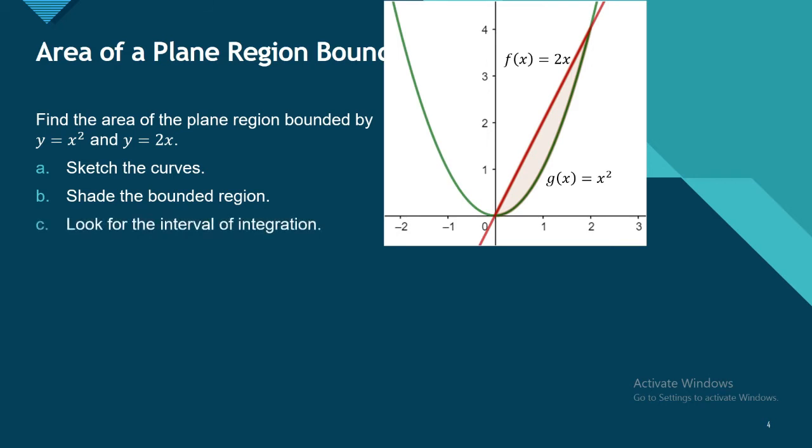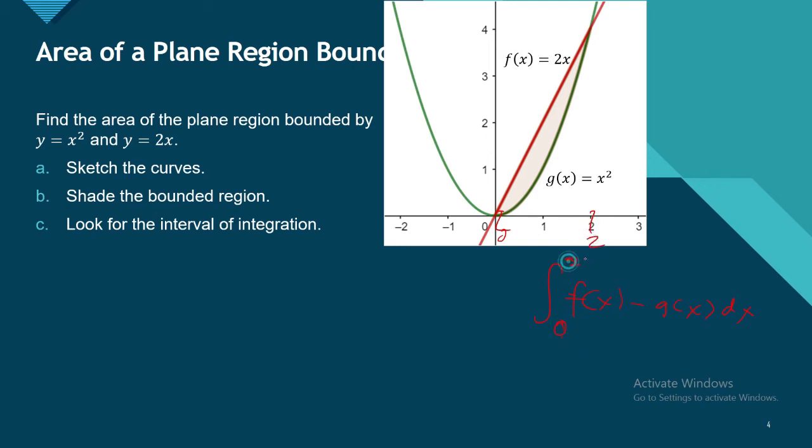Now, it's easy to set up the integration. It's just the integral of f of x minus g of x dx. But the question is, what is the interval of integration? What is the lower limit of your interval of integration, and what is the upper limit? Well, by inspection, you can tell. The interval of integration is going to be from 0 to 2.